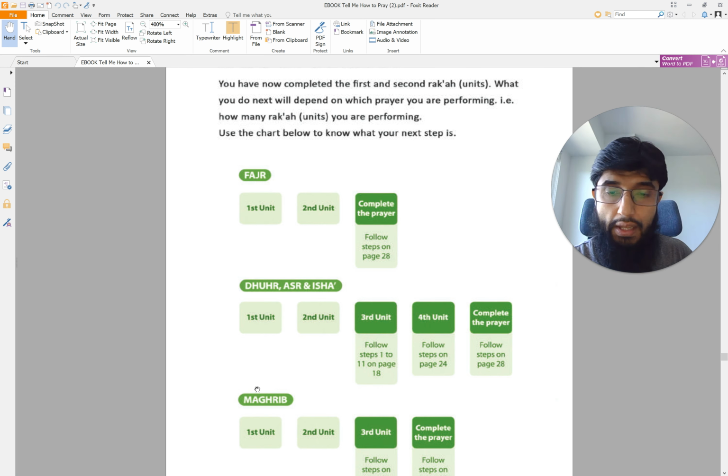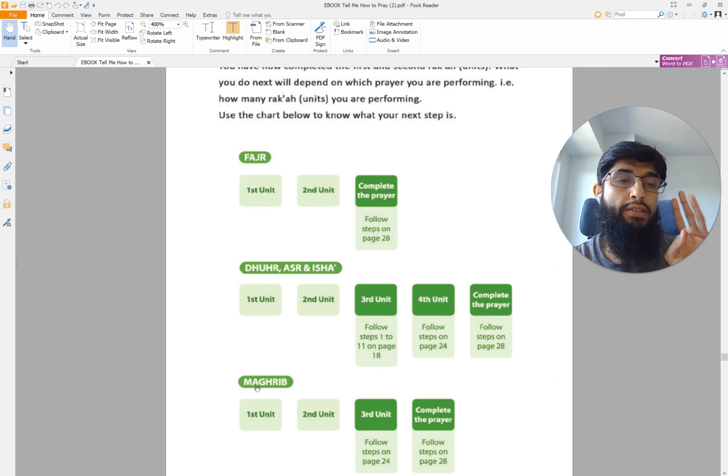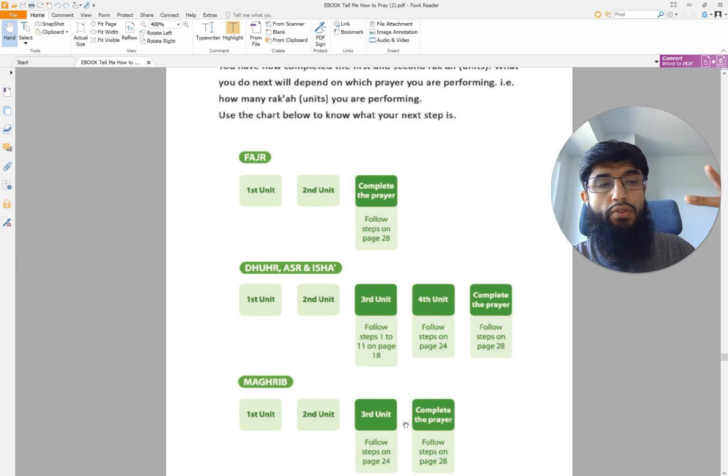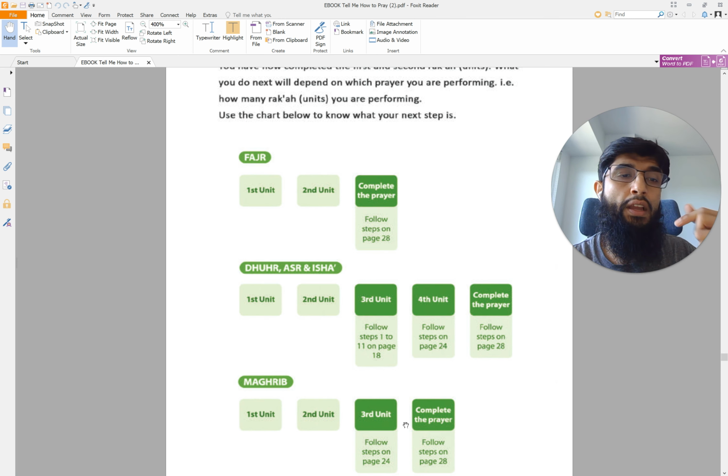Maghrib, which is the sunset prayer, is 3 units. So 1, 2, 3. If you want to remember: 2, 4, 4, 3, 4. So 2 for the morning, 4 for the afternoon, 4 again for the afternoon, 3 for the sunset, and 4 for the ending, the night prayer. I hope that makes sense.